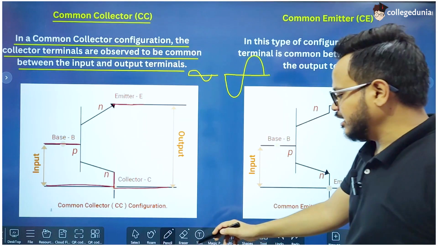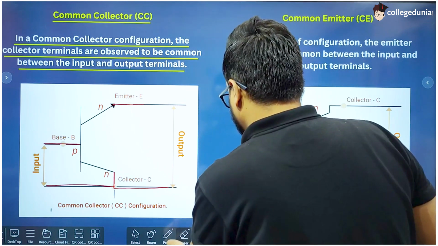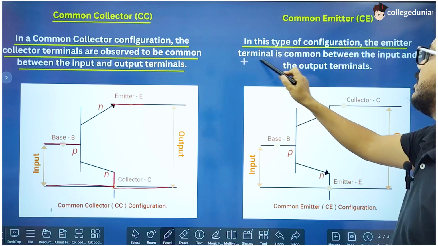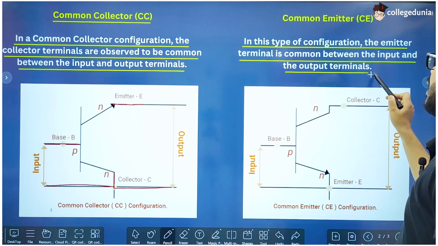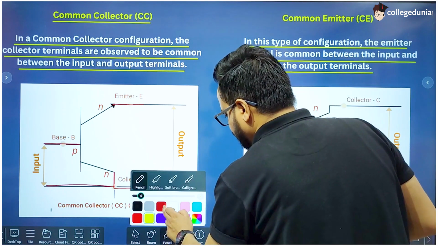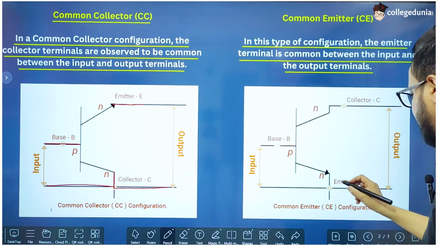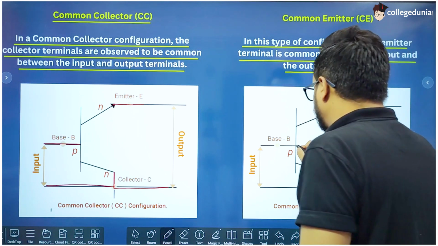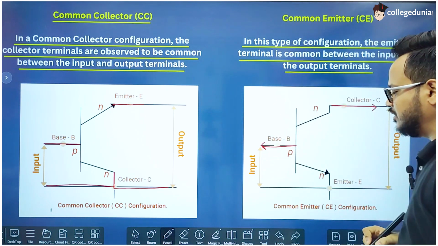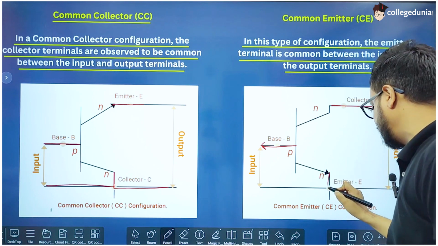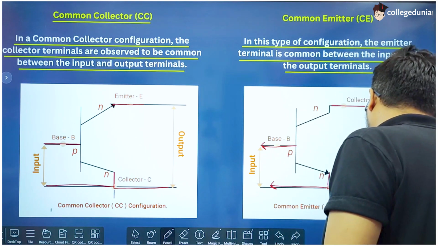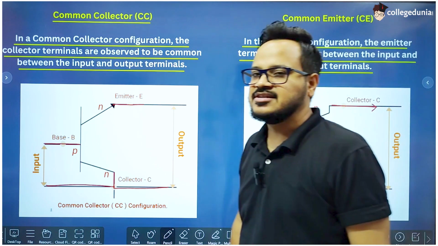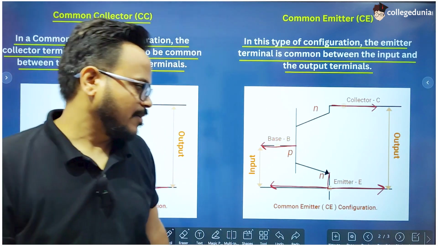So in common emitter configuration, the emitter terminal is common between the input and the output terminals. Here we have shown this emitter. Now this is the collector. This is connected only with the output. This is the base, which is connected only with the input, and this is the emitter, which is connected with the input as well as with the output. So these are the three configurations in which the transistor can be connected in a circuit.